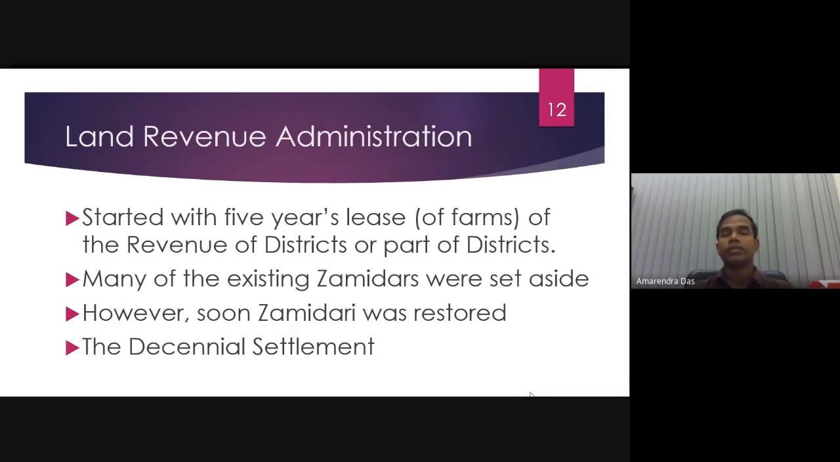And then the Zamindari term was also increased to 10 years. That means the British would give the responsibility of collecting revenue to some intermediaries, the Zamindars, for 10 years, and they would be collecting revenue from the people. And of course, we discussed that it also became hereditary over time.